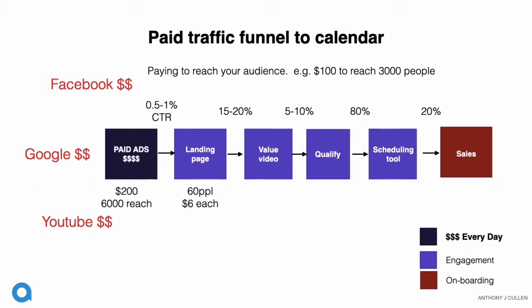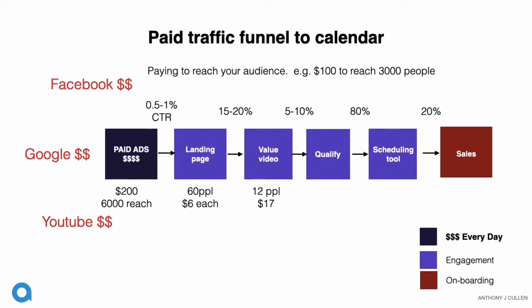Okay, to add the financials to this with paid traffic, just to give you an insight, let's say $200 gives you 6,000 reach. There's only a 0.5 to 1% click through, so that means that only 60 people actually click through and land on your landing page. Then from there only about 15 to 20% actually opt in or click on through to your value video of the 60, so that means only 12 people. So really you're paying about $17 there for a good lead.